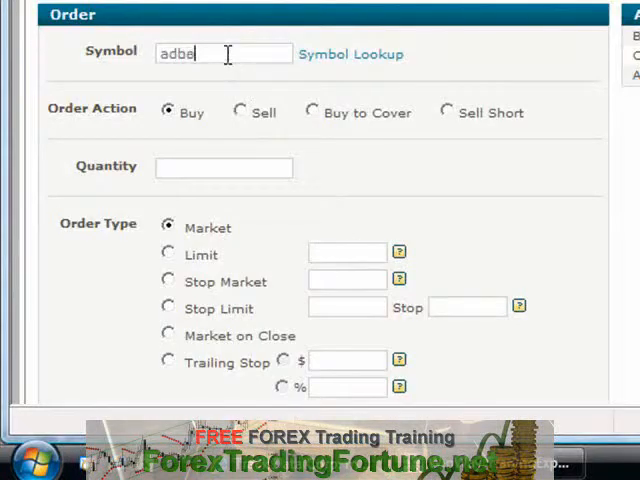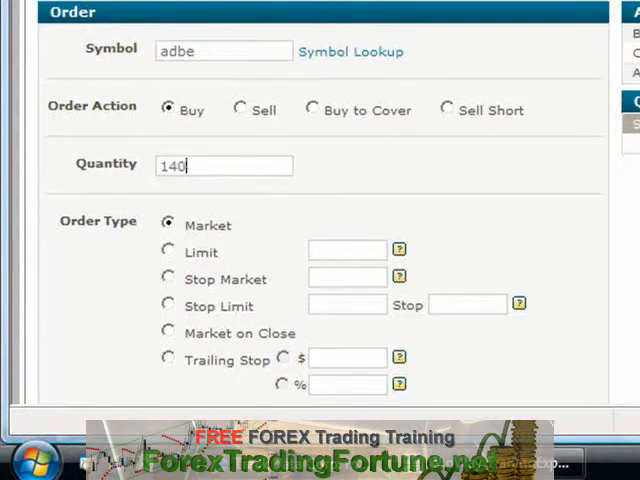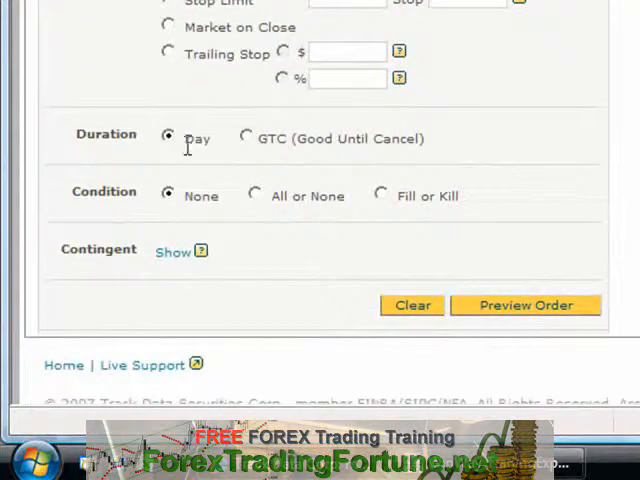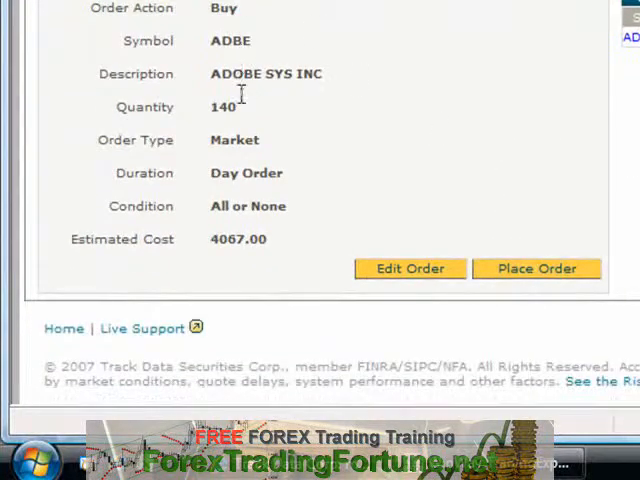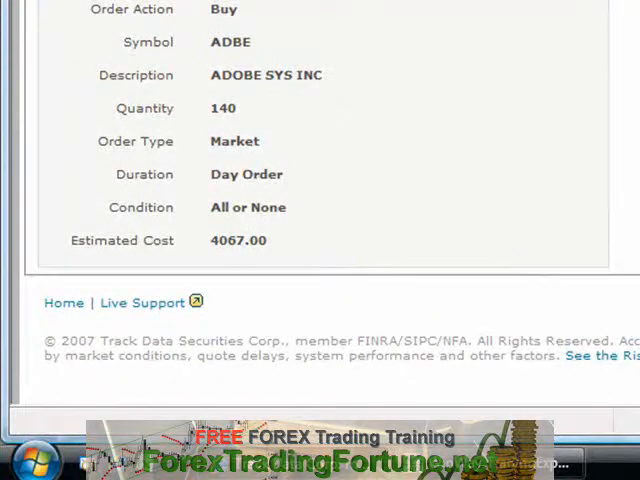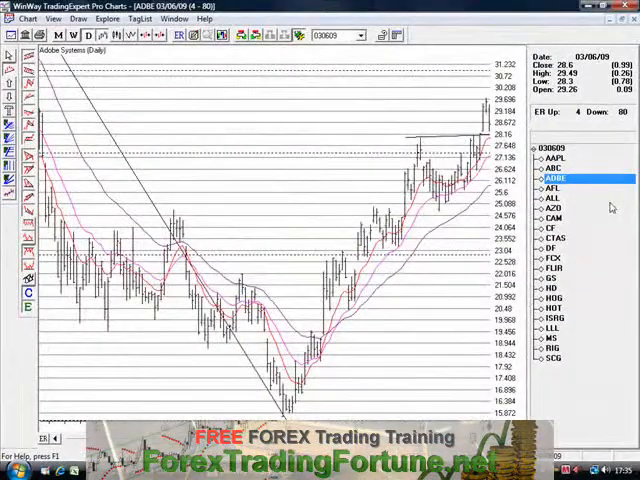So if we go back over to our account and the symbol, we were buying Adobe, so ADBE, and we're buying quantity 140. Again, we're buying at market because we're buying this right now. It's day. Again, let's do the all or none, and let's preview the order. It will tell us, is all of this correct? Yes, the amount's correct. That's fine. So we'll now place the order. Okay, and there's our acknowledgement, so that's fine. So let's go back to our charts again.